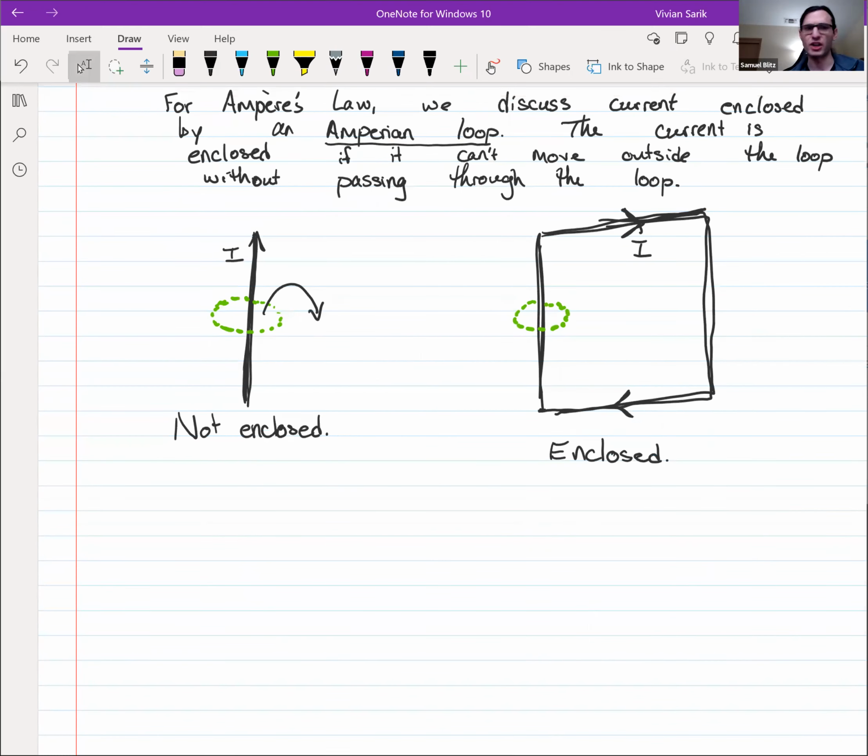And by the way, just as a notational or language definitional thing, the Amperian loop is sometimes called an Amperian circuit. In the textbook, it's called an Amperian circuit, but I don't like that notation.